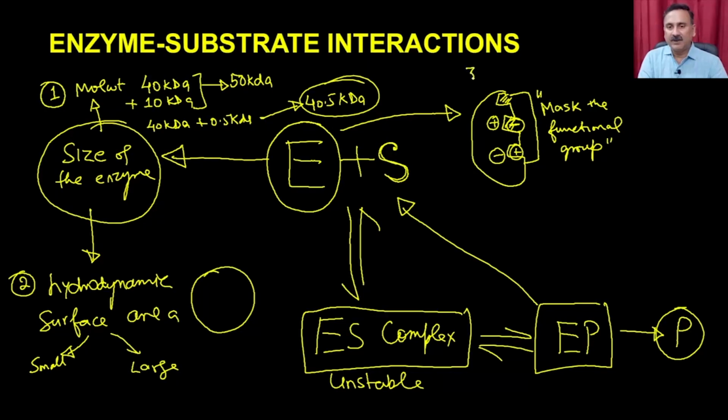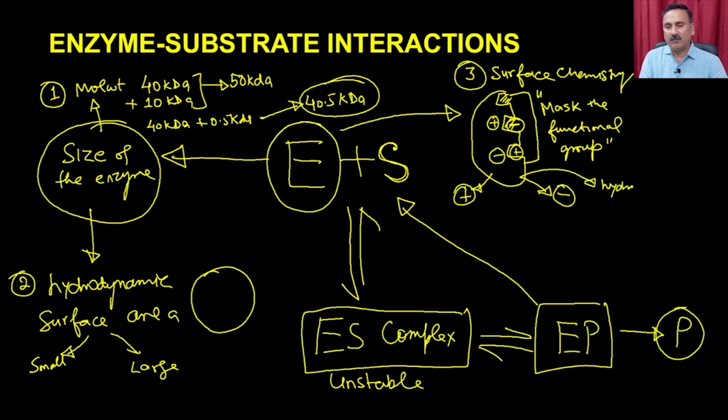So the third modification is that it is actually going to change the surface chemistry of the enzyme, and that could be in terms of bringing an additional positive charge. It can also bring additional negative charges. It can also bring hydrophobic groups, right? Because now what you see here is that this is an enzyme. Earlier it had positive groups and negative groups.